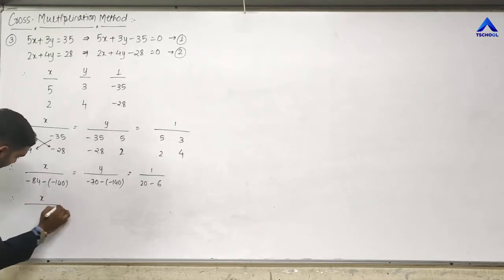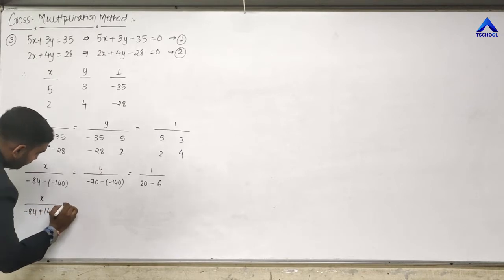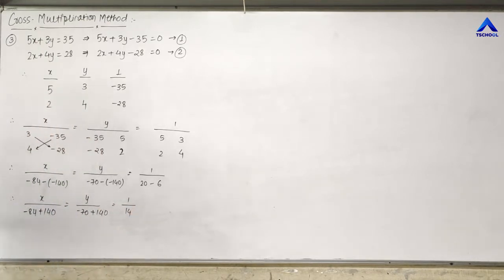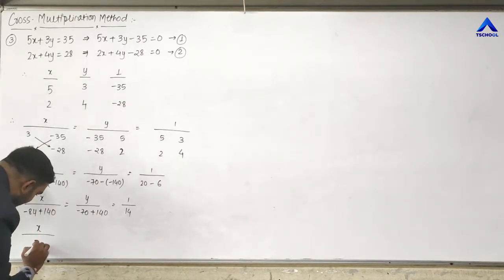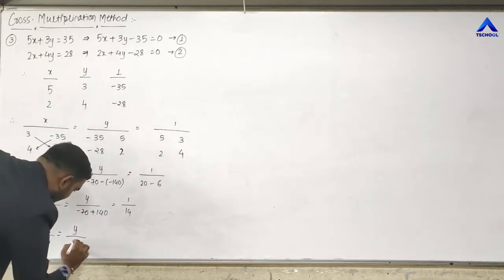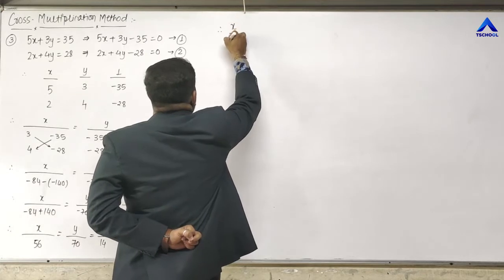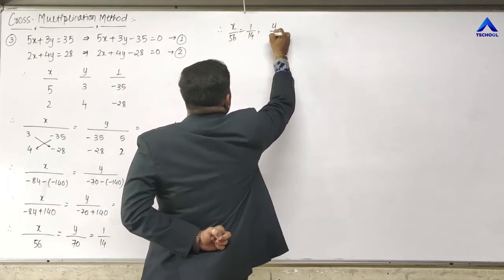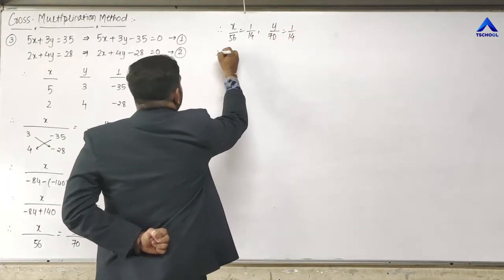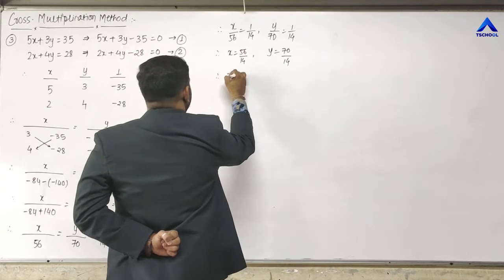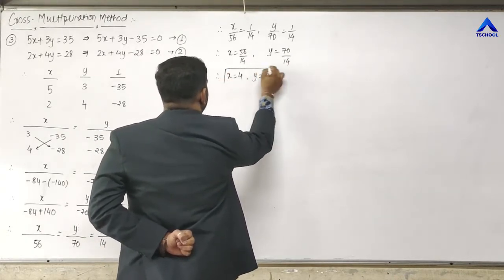Therefore that is equal to x upon minus 84 plus 140 is equal to minus 70 plus 140 is equal to 1 upon 14. Simplifying this, we shall get x upon 140 minus 84, that is 56, is equal to y upon 70 is equal to 1 upon 14. So comparing the coefficients, x by 56 equals 1 by 14 and y by 70 equals 1 by 14. So we shall get x equals 56 upon 14 and y equals 70 upon 14, which leads me to x equals 4 and y equals 5.